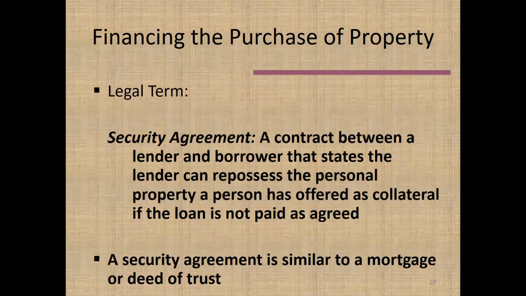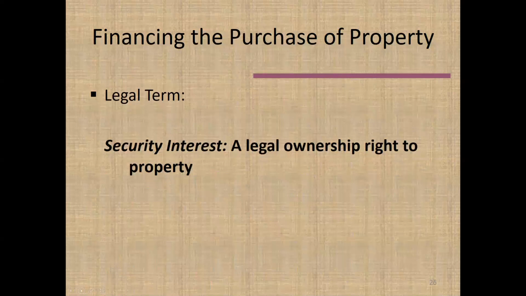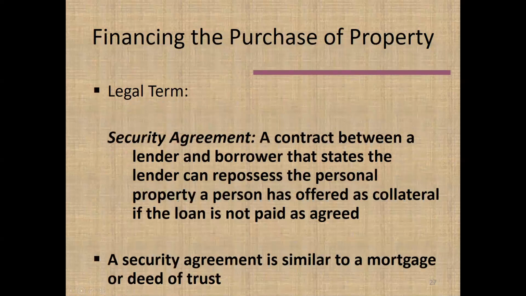So in a security agreement, obviously a security agreement is about the security interest. It is an agreement or a contract between a lender and a borrower that states the lender can repossess, get possession back of whatever that collateral is, whatever that personal property is that the person has offered as collateral if the borrower defaults. It's like a mortgage or deed of trust, but it's the equivalent if we're talking about personal property.